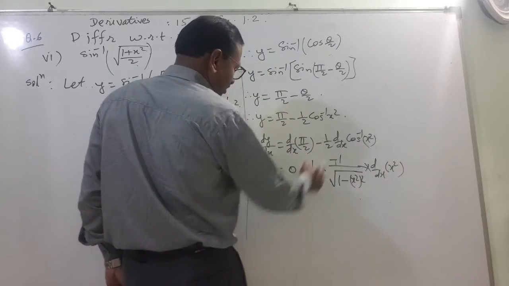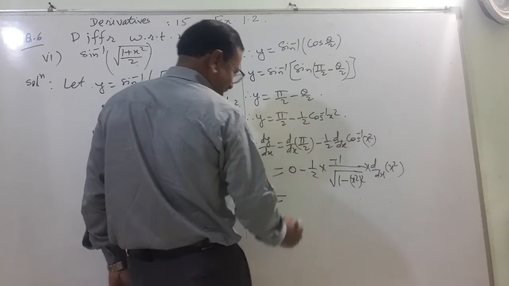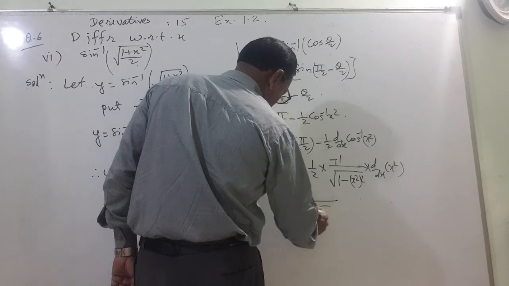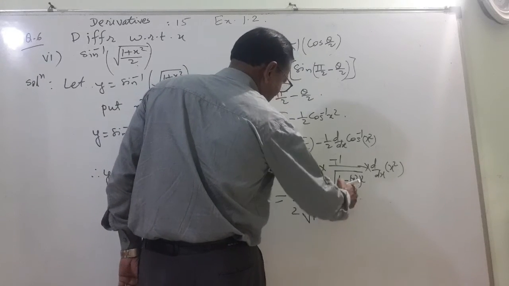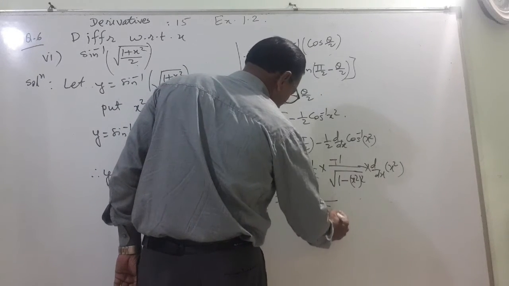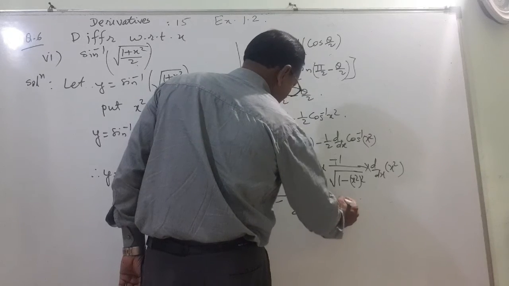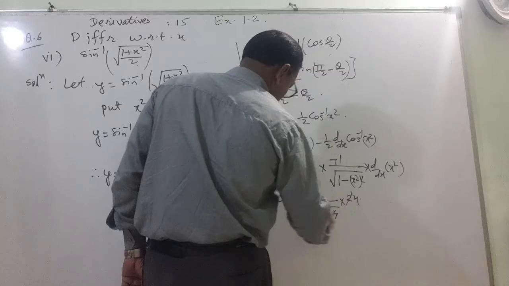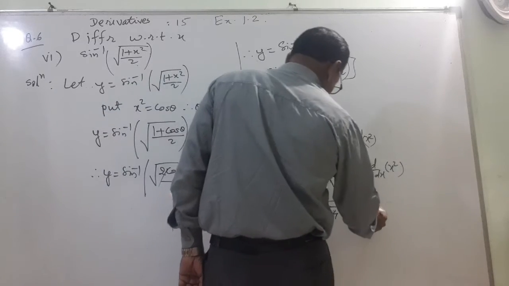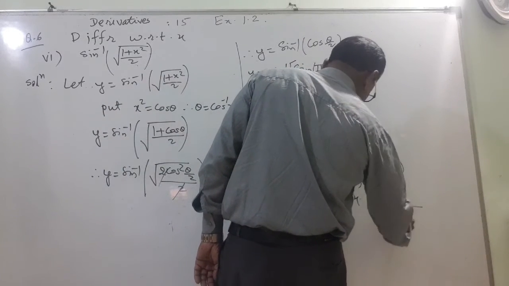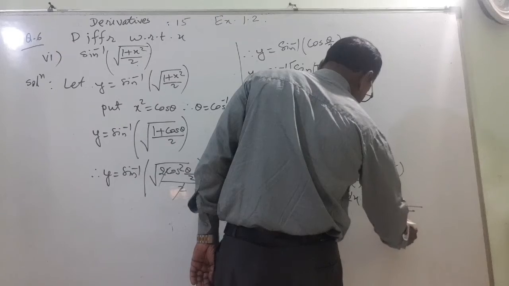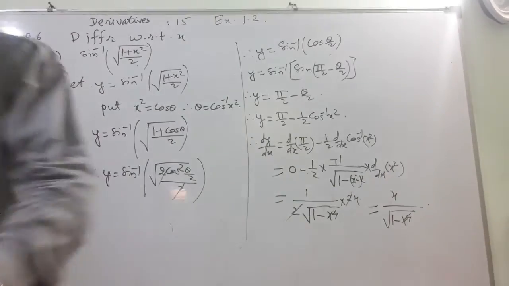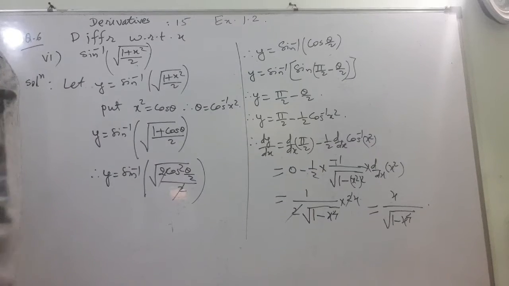So that is equal to, this minus will get cancelled and it will become plus 1 upon 2 under root of 1 minus x square, square is x raised to 4, and into derivative of this is 2x. These two get cancelled and the answer is x upon under root of 1 minus x raised to 4. If you want to take the screenshot, I will give the time for screenshot.